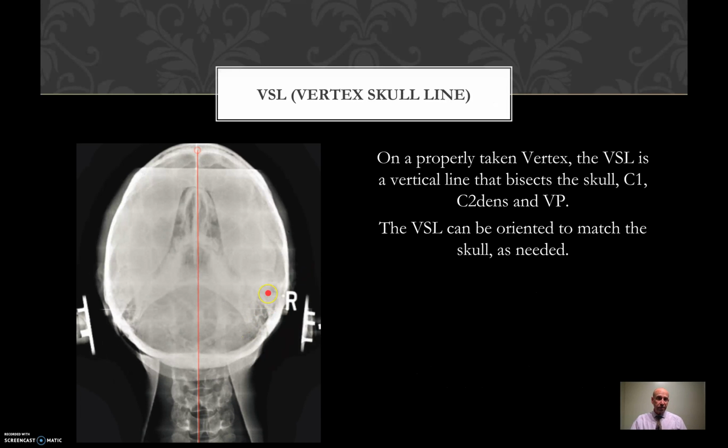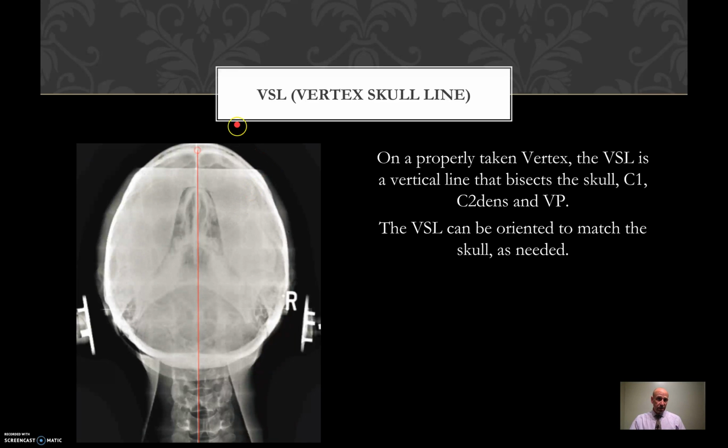So the next line that we select is the vertex skull line. The vertex skull line is drawn as a vertical line that should bisect the skull, the cervical spine, and the sphenoid. And so this line is set up initially as a vertical line, but in fact it can be altered, rotated off of vertical in order to accommodate, for example, an imperfectly taken vertex. But in this case, you can see that it bisects the sphenoid, and this is a proper line. So this is the vertex skull line that then establishes the midpoint of the cranium.